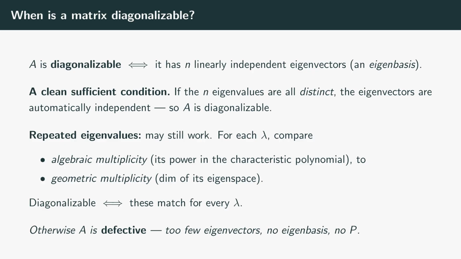For each eigenvalue, you compare two numbers. The algebraic multiplicity is how many times it appears as a root of the characteristic polynomial. The geometric multiplicity is the dimension of its eigenspace, how many independent eigenvectors it actually supplies. The matrix is diagonalizable exactly when these two numbers agree for every eigenvalue. When an eigenvalue is short on eigenvectors, the matrix is called defective. It has no eigenbasis, no P, and it simply cannot be diagonalized.